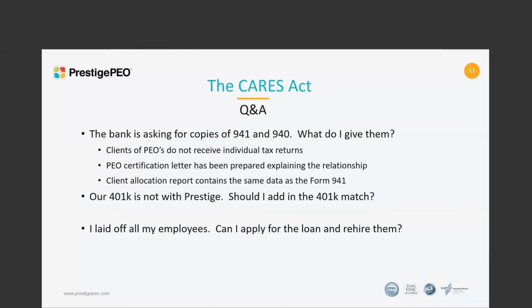You don't receive a 941. All the 941s have our tax ID number and the information for all of our clients. So we've done a couple of things. One, you've got the PEO certification letter that we've distributed that explains the relationship. The client allocation report has the same basic information. And the other thing I've started providing to the clients that have asked, and anybody else that asks can get it as well, is a copy of the Q&A that the SBA and the Treasury Department released last night. It's an official document from the SBA that we can send to you to also give to your bank to say, look, this is what the SBA is saying. Can we work this out? Because we want you to get the loan that you need.